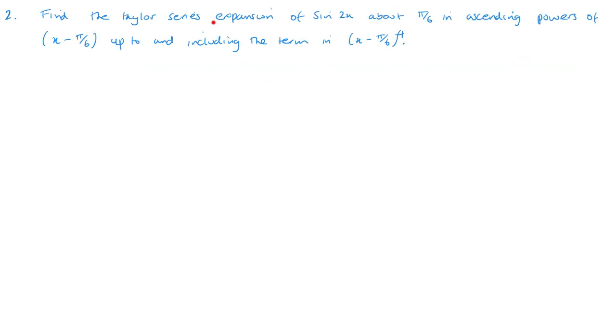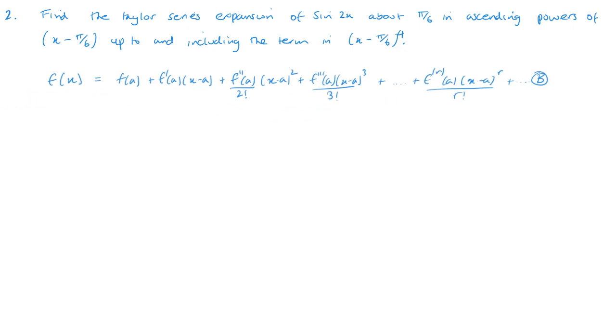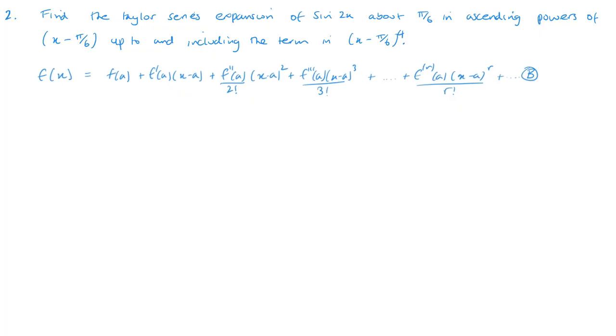Okay, find the Taylor series expansion of sine 2x about pi by 6 in ascending powers of x minus pi by 6, up to and including the term in x minus pi by 6 to the power 4. So this is going to be using the expansion that we did in the last question, because we're going up in powers that look like this rather than just x's. So let f of x equal sine 2x and a equals pi by 6.